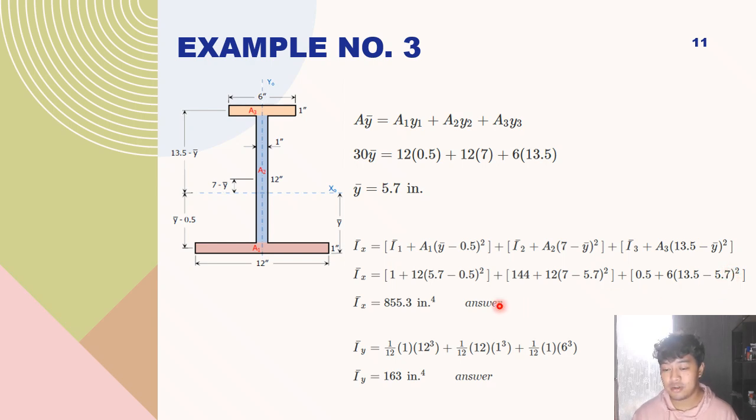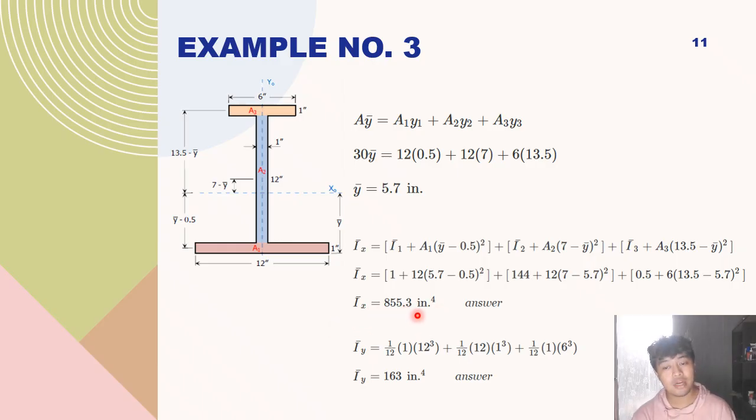So the total answer for the moment of inertia with respect to the x-axis, or the centroidal axis, no, with respect to x, is a total of 855.3 inches to the power of 4. So that is our Ix.